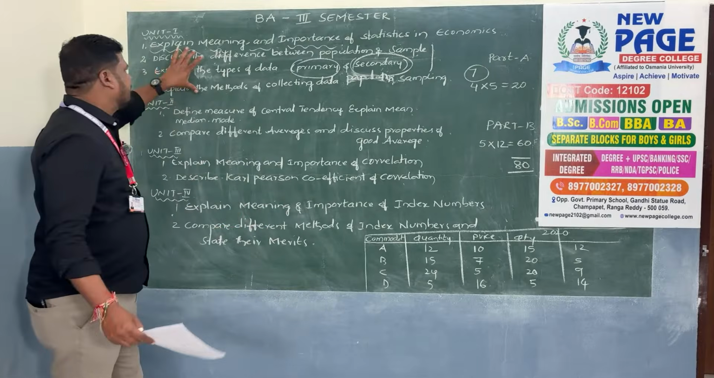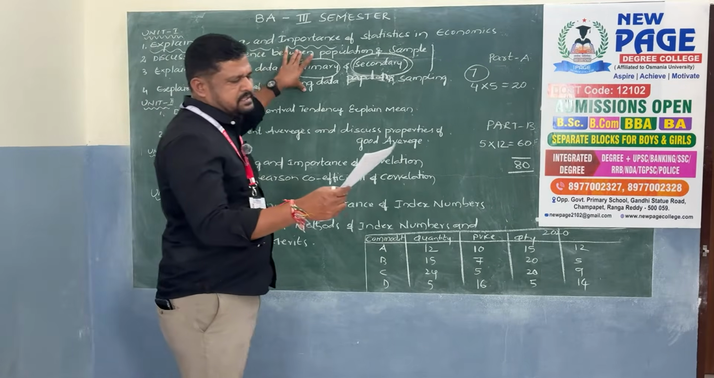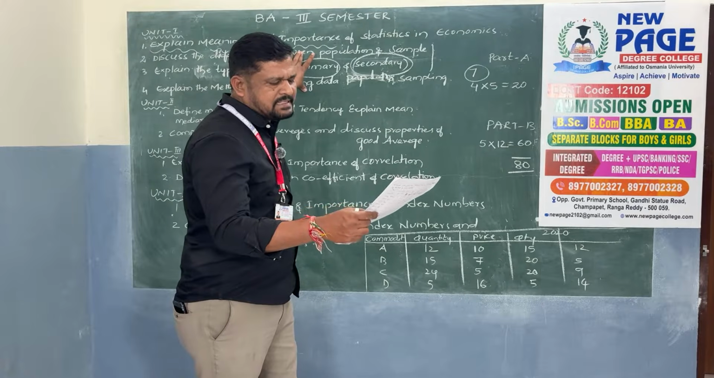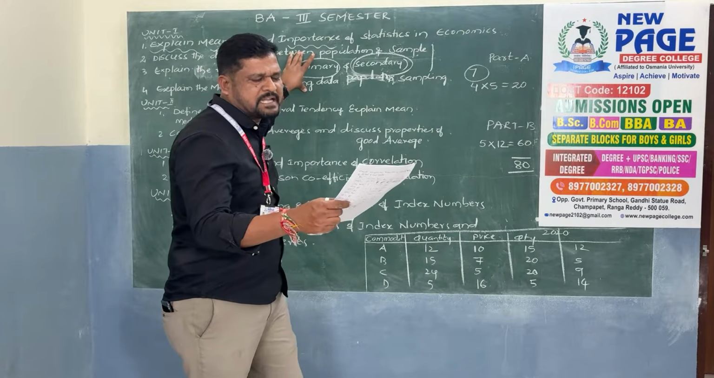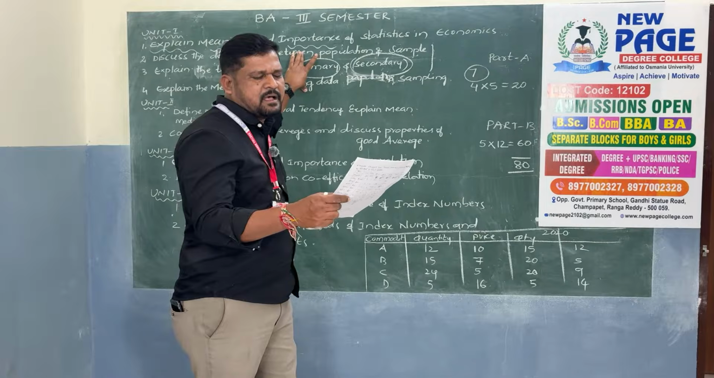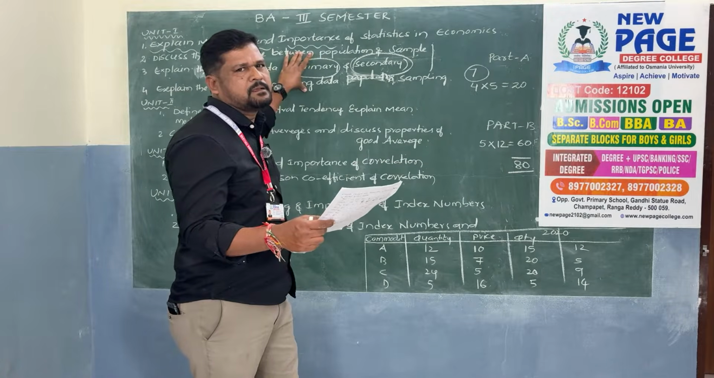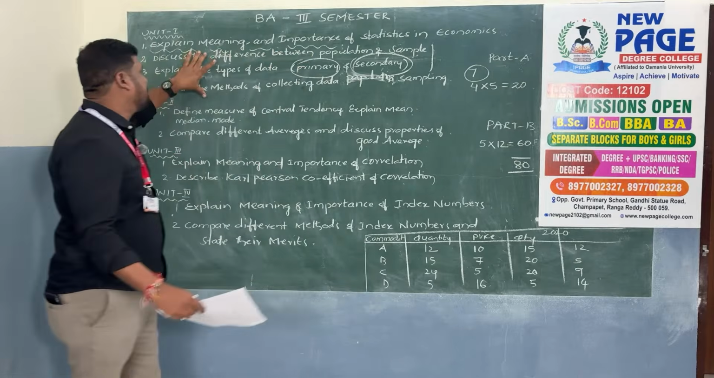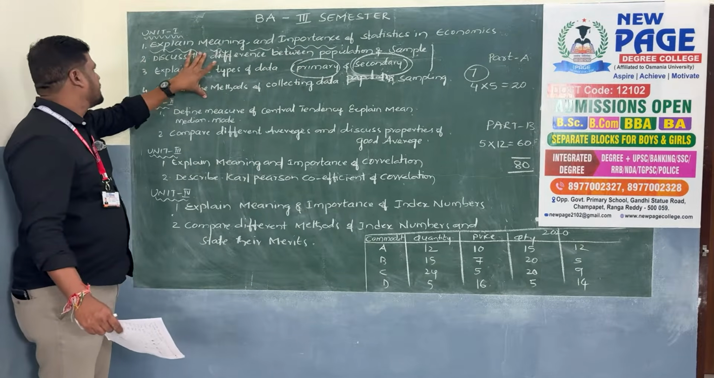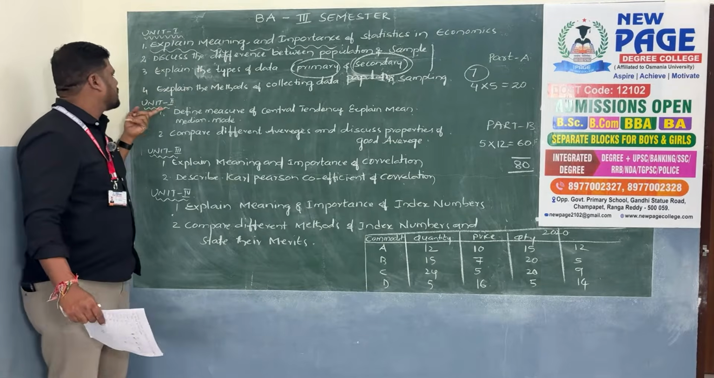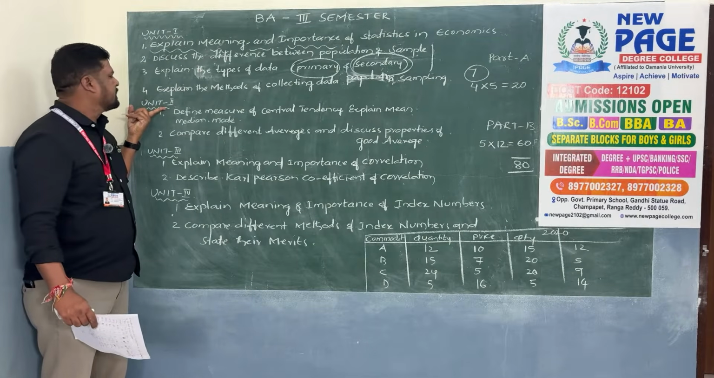So, three questions. Another question is: explain the frequency distribution table and discuss the graphic and diagrammatic representation of the data. So, these are the first unit important questions. Next, let's go to unit 2.